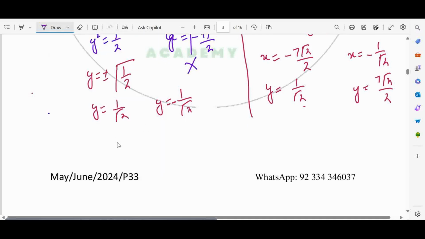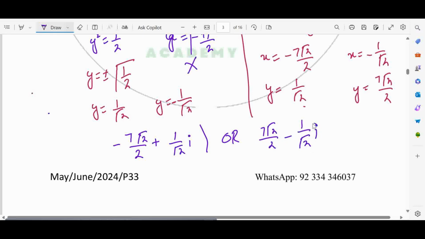The first one will be -7 square root of 2 by 2. This will be the x coordinate when y is plus 1 by square root of 2 i, or the other one will be 7 square root of 2 by 2 minus 1 by square root of 2 i. This will be the final answer. I hope that the question is clear and the concept is clear. Let's move to question number 4.